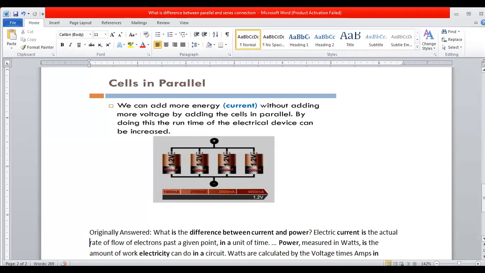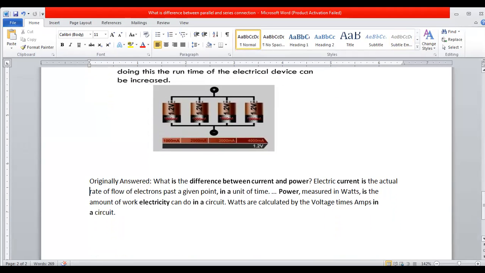Originally answers: what is the difference between current and power? That also should be learned. Electric current is the actual rate of flow of electrons past a given point in a unit of time. Power, measured in watts, is the amount of work electricity can do in a circuit. Watts are calculated by the voltage times the amperes in a circuit.